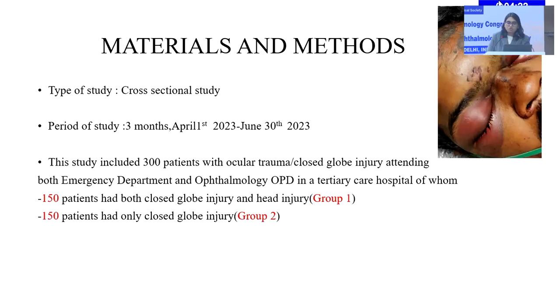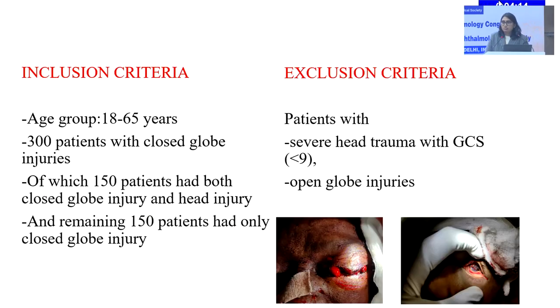We subdivided the 300 patients into two groups. Group 1 had 150 patients who presented with both an ocular trauma as well as a head trauma. And group 2 patients had only an ocular trauma, which was a closed globe injury. The age group included was 18 to 65 years.